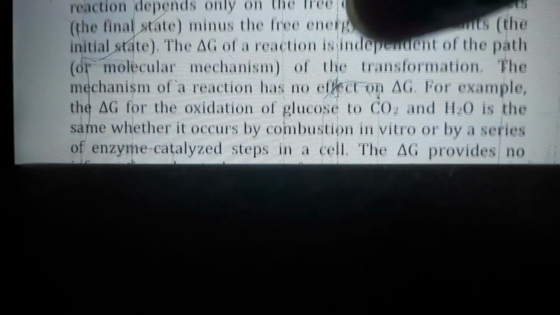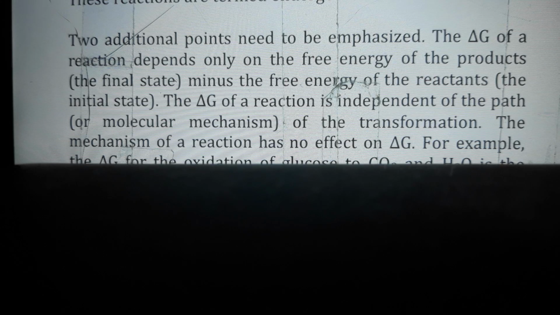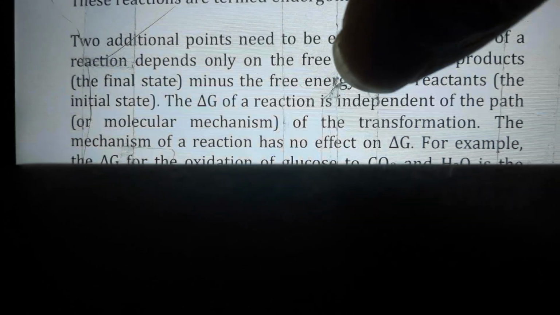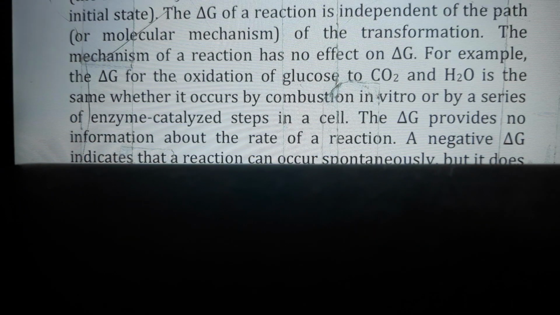Two additional points need to be emphasized. First, the delta G of a reaction depends only on the free energy of the products, the final state, minus the free energy of the reactants, the initial state. Delta G of a reaction is independent of the path or molecular mechanism of the transformation. The mechanism of a reaction has no effect on delta G. For example, the delta G for the oxidation of glucose to carbon dioxide and water is the same whether it occurs by combustion in vitro or by a series of enzyme-catalyzed steps in a cell.